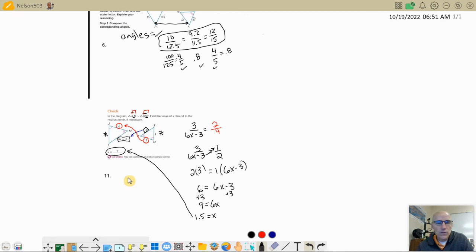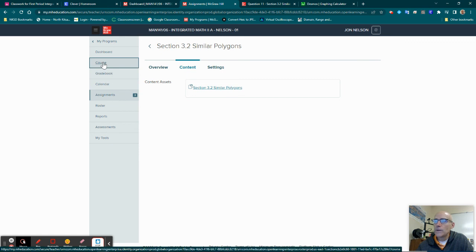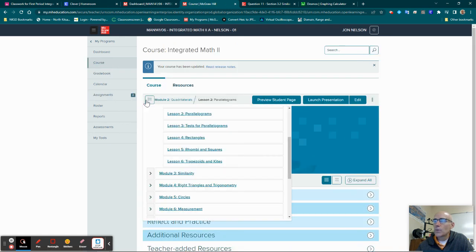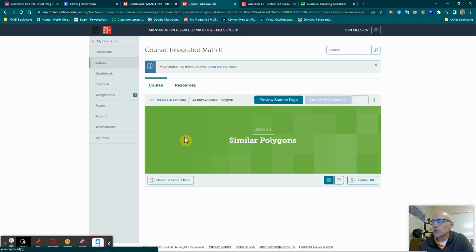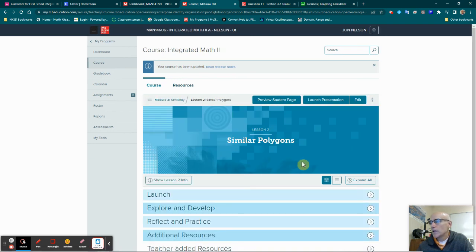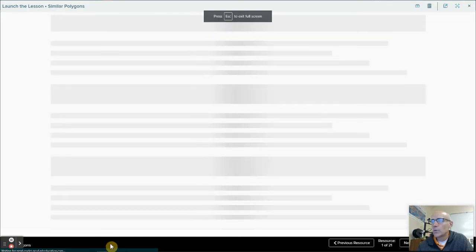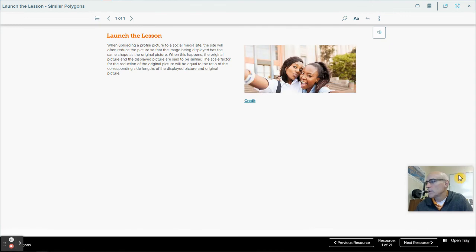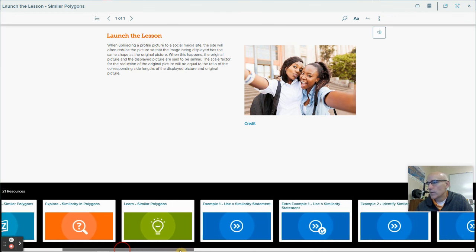So right now I'm zooming over to our textbook, and I'm going to my course. Then I'm going to navigate to 3.2. So here's 3, and then I get to section 2. We're in similar polygons right now. Then I would go to launch presentation. I think you have that same button in the upper right corner. Once the presentation gets launched, I would open the tray down here and look for example 2 or extra example.